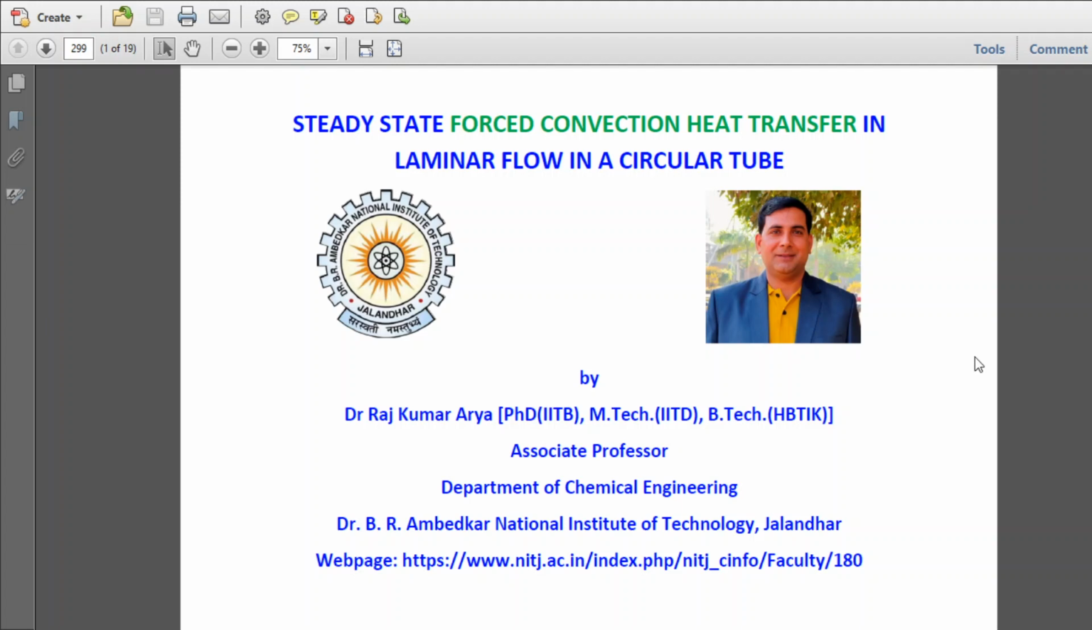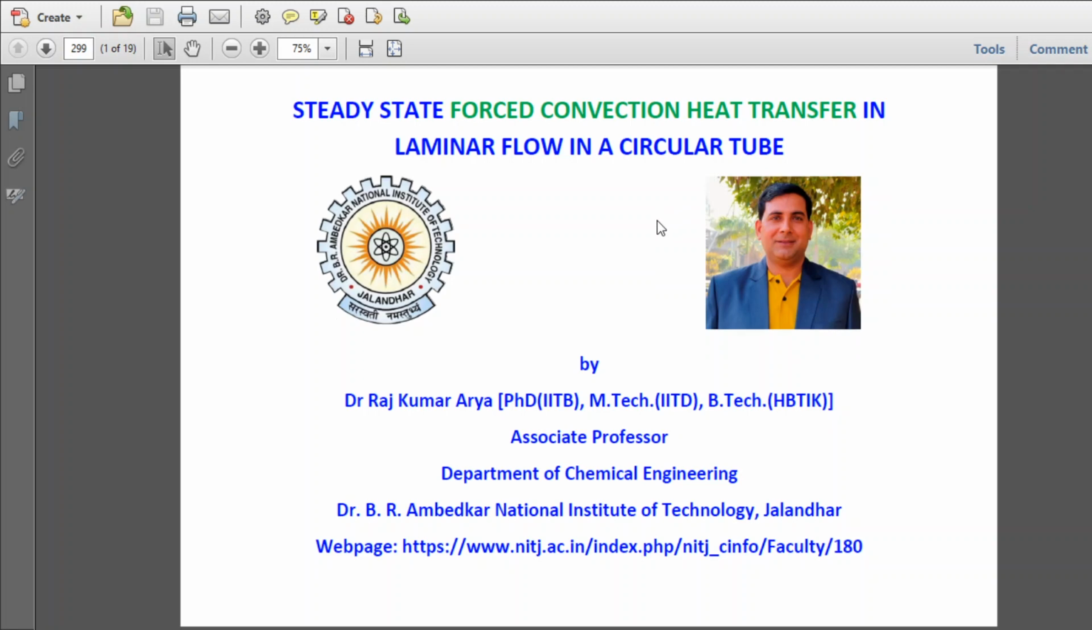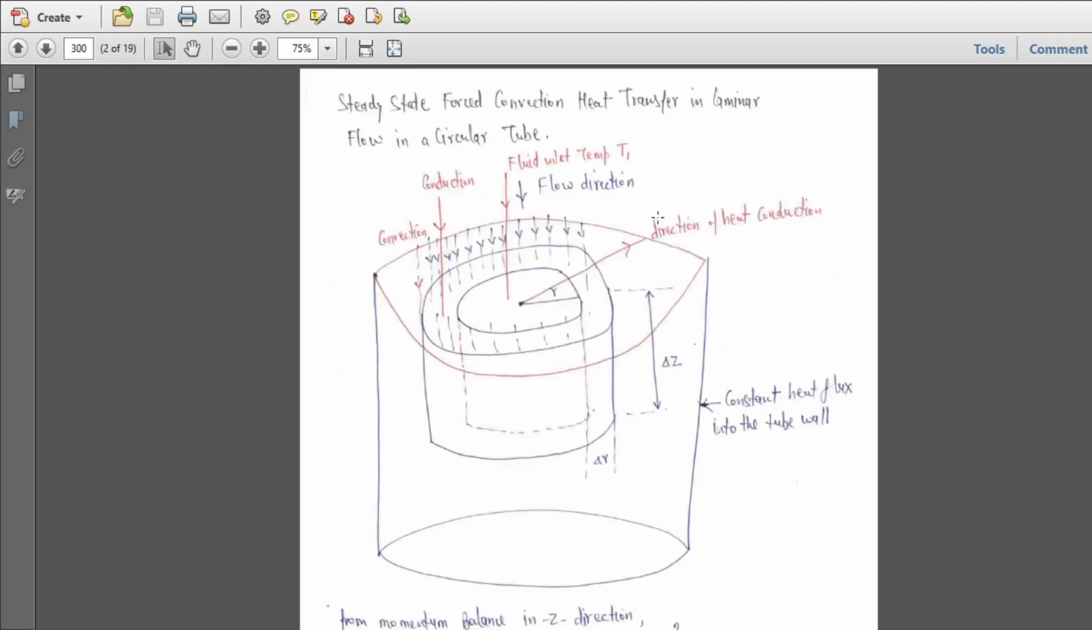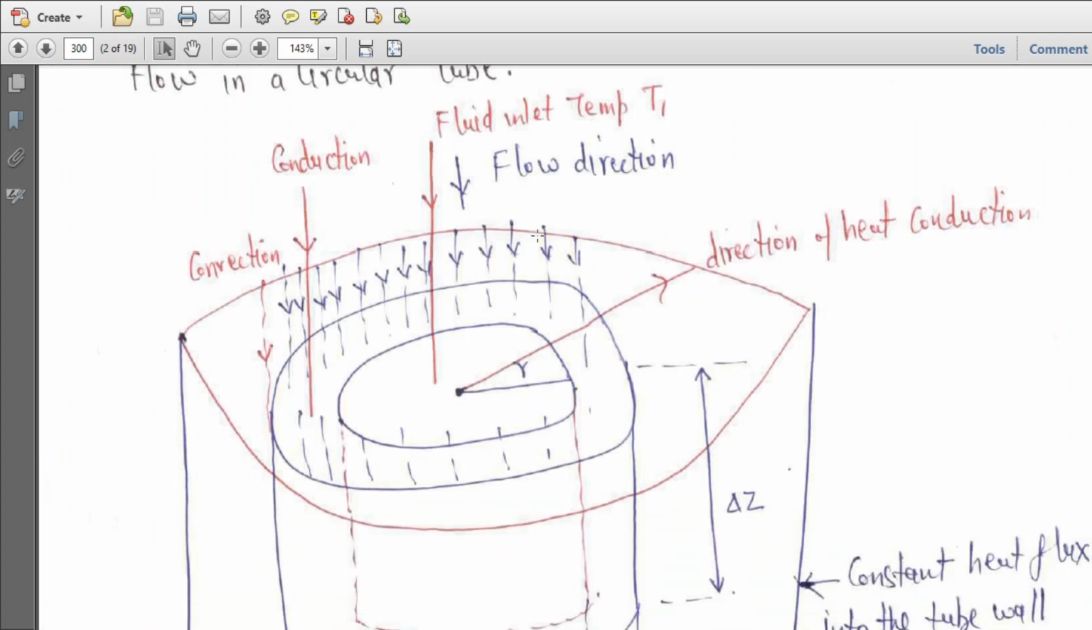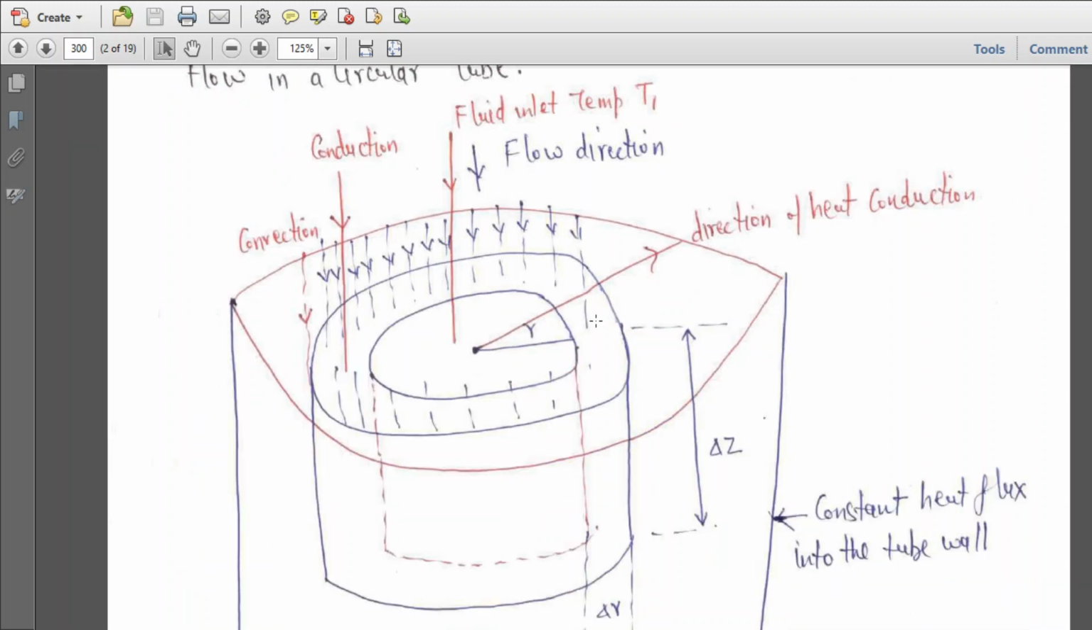Good morning. Today I am going to explain steady state forced convection heat transfer in laminar flow in a circular tube. So this is the schematic of the problem. What you have here is a cylinder.